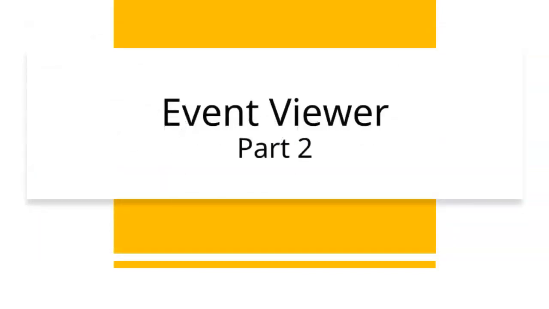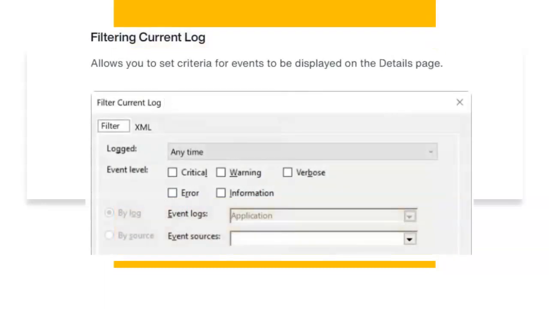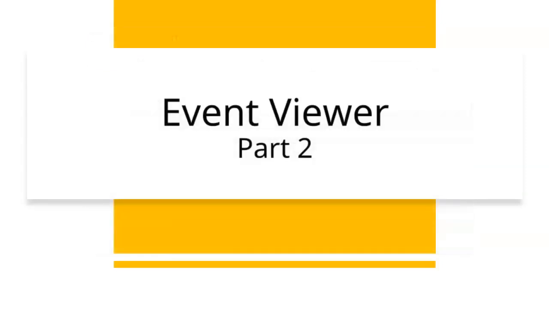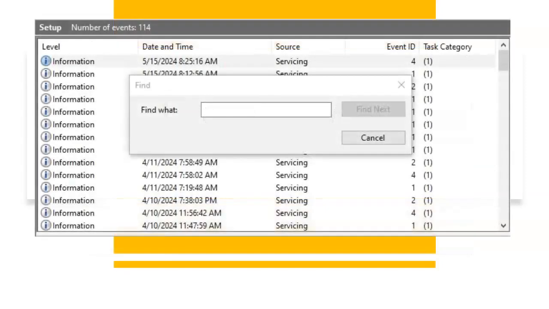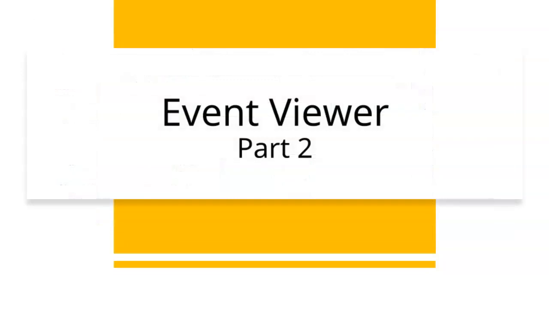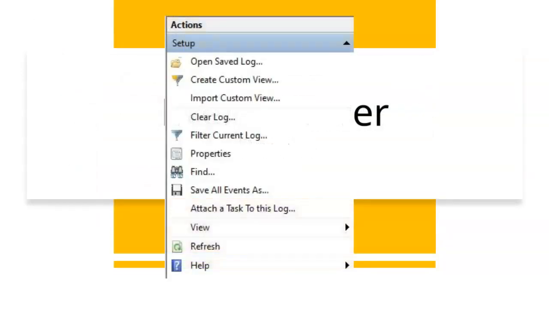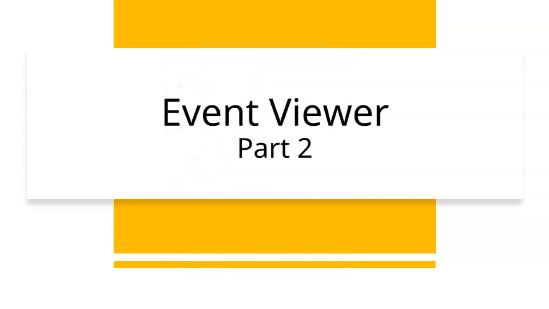5. Filtering and searching. Event Viewer provides filtering and searching capabilities to help users quickly locate specific events or narrow down the list based on criteria such as event type, date range, event ID, or keywords in the event description. 6. Exporting and saving events. Users can export individual events or entire event logs from Event Viewer to text files, CSV files, or other formats for archival analysis or sharing purposes.